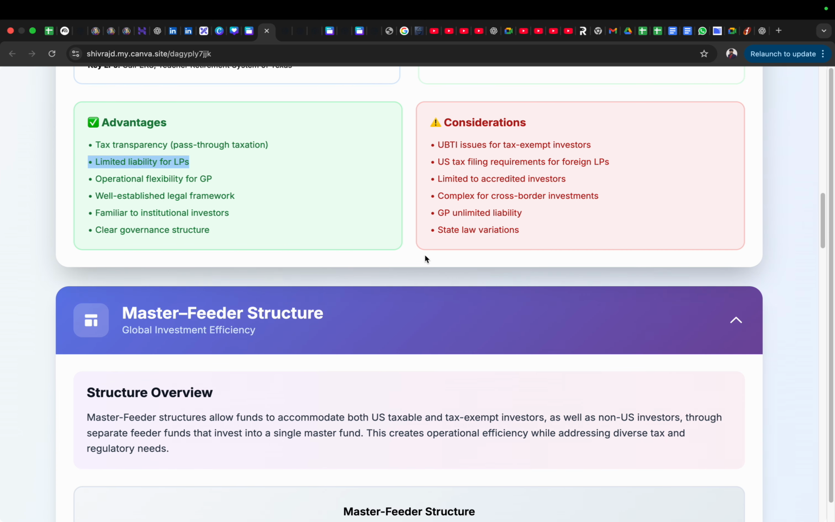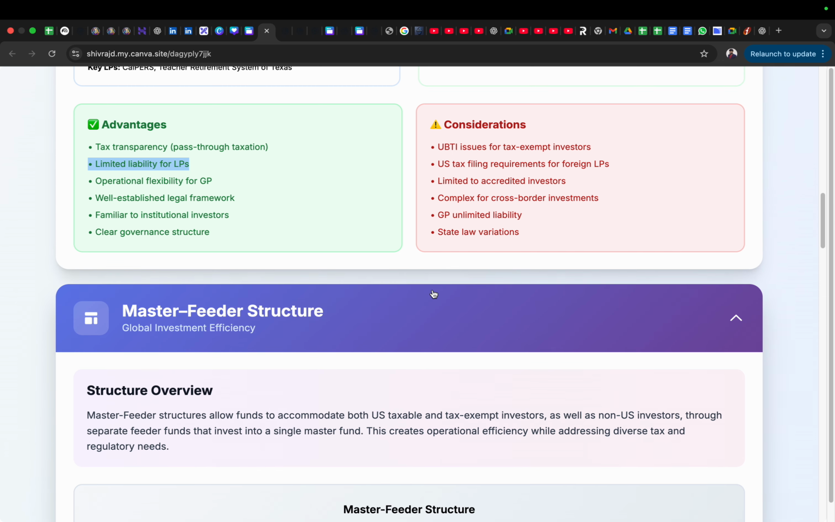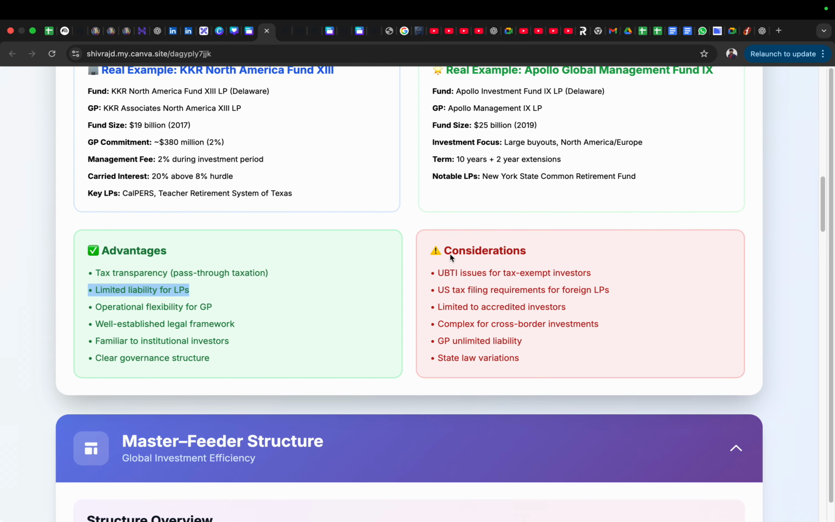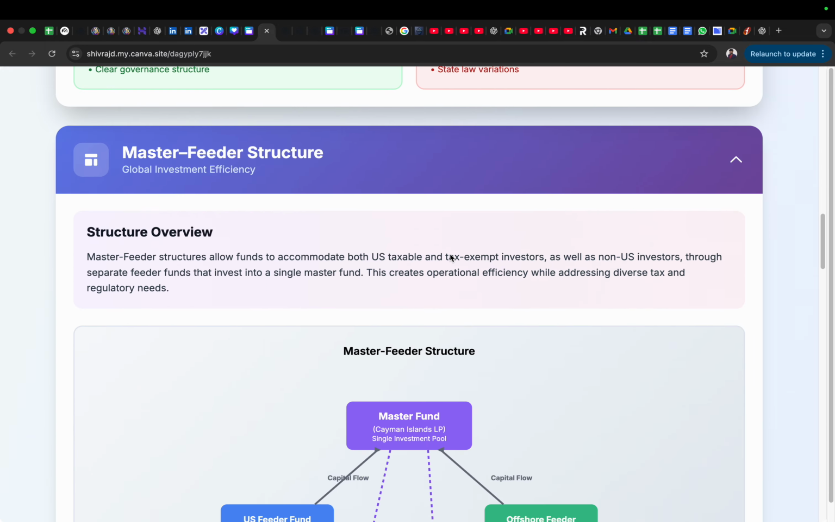If I talk about considerations: UBTI issues for tax exempt investors, where UBTI means unrelated business taxable income; US tax filing requirements for foreign LPs; requirement for accredited investors; complexity for cross border investments; GP unlimited liability; and state law variations. This is how the GP has some considerations.